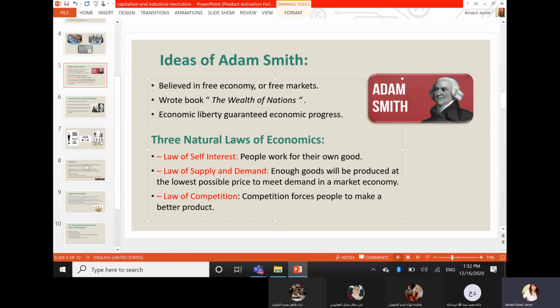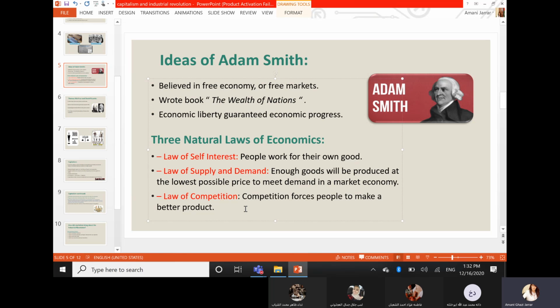Okay, so he talked about three natural laws of economics. One of them is what he called the law of self-interest, and we have the law of supply and demand and the law of competition. So we have three laws that I'm sure you know. But it's good to know that he is the one who founded such rules, he called them natural laws, and he mentioned them in his book, The Wealth of Nations. Now, the law of self-interest says that people work for their own good, which means I do it for my own good, not for others, because it's good for me. So this is the first rule that he mentioned.